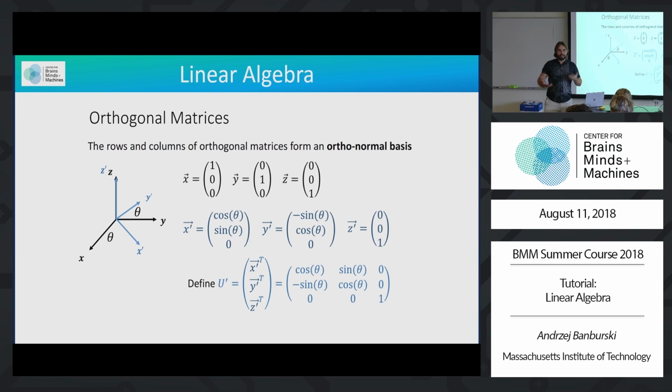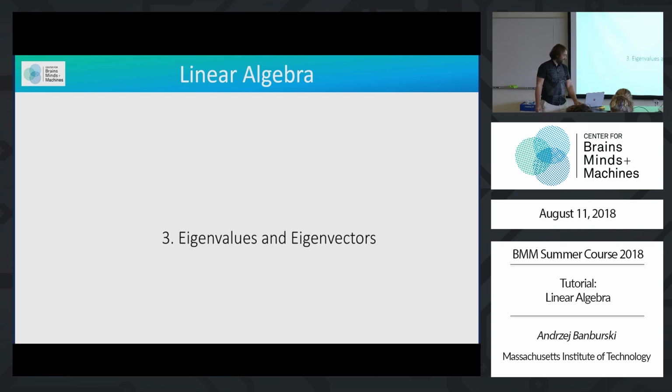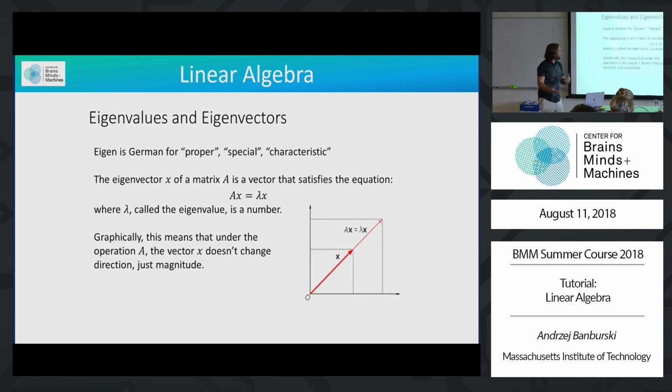So I think that's enough about explicit matrices that we can construct that are useful to deal with. And let's get to the more interesting thing, which is eigenvalues and eigenvectors. An eigenvector of a matrix A is a vector that satisfies the condition that A times X is some number times X. This number is called the eigenvalue, and it is the number by which, if you multiply the matrix to this vector, it just rescales it.